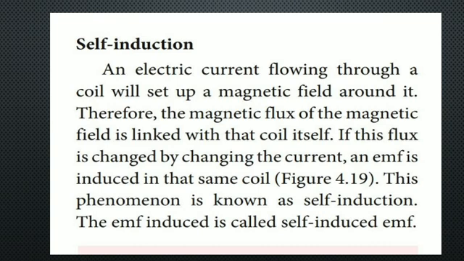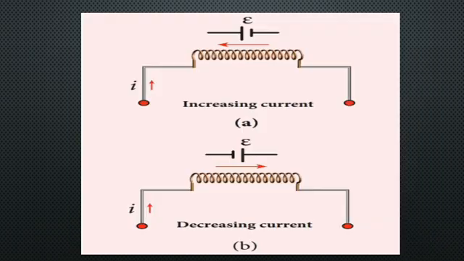Now is the derivation part. This is for understanding purposes. When you increase the current, the induced EMF is like this, and when we decrease the current, it is like this. When you connect positive and negative oppositely, if you change the direction of the current, the induced EMF also changes.